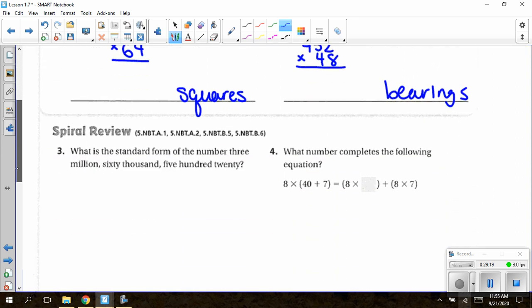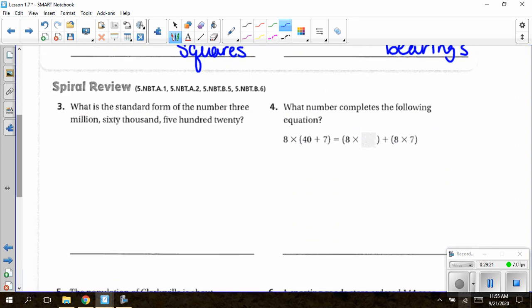Moving on to question number 3. This is from lesson 1.2, and it's asking what is the standard form of the number 3,060,520. If you have your place value charts, I do recommend you use those to double check your answer.